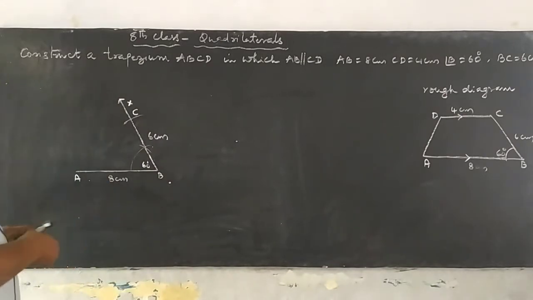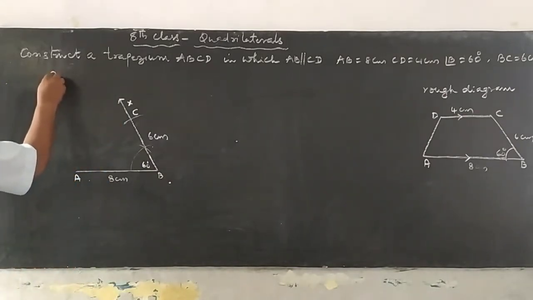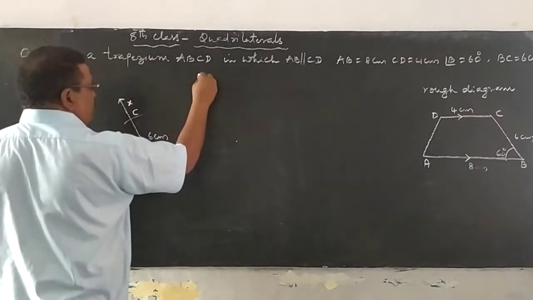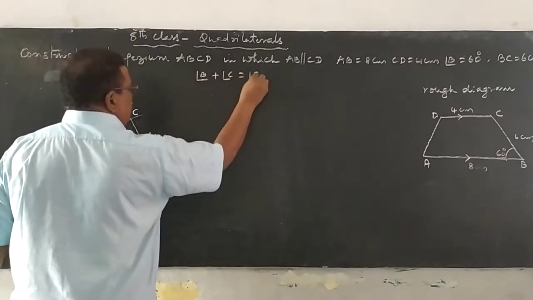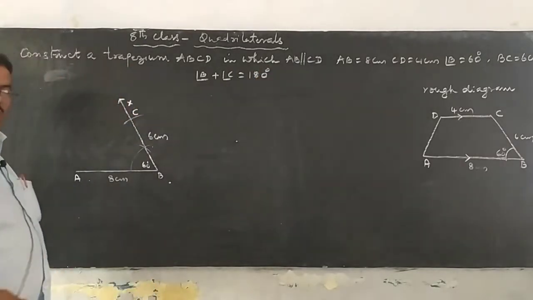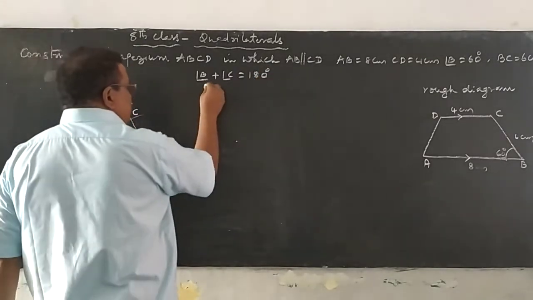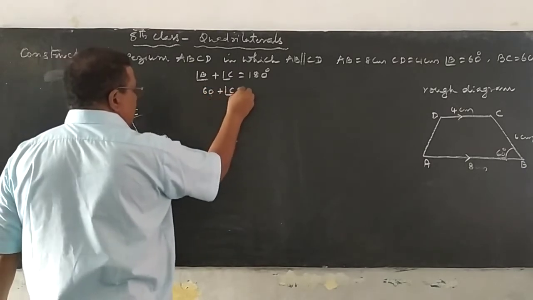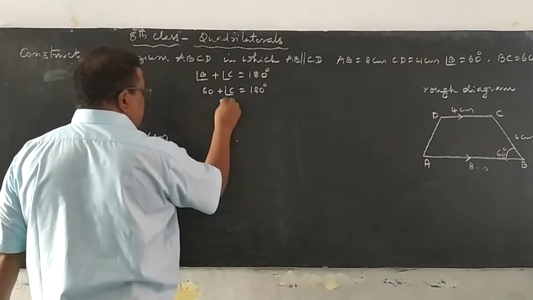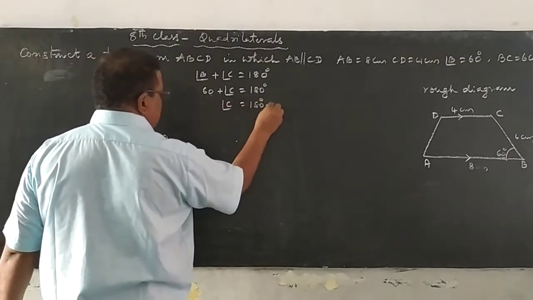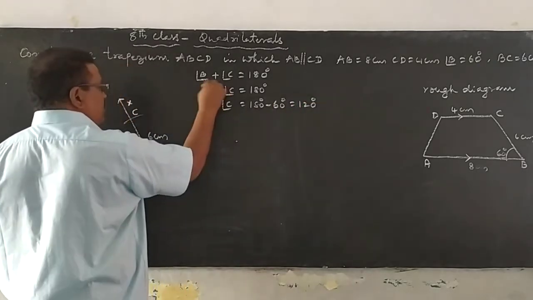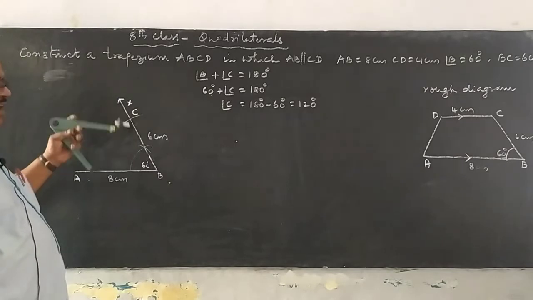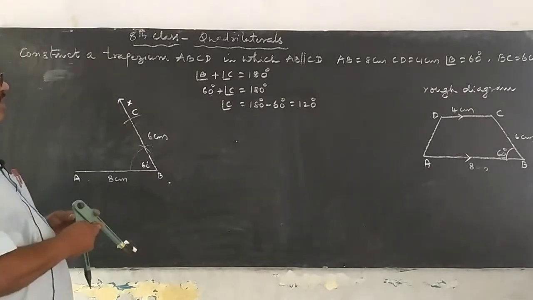Now, we already said that angle B plus angle C equals 180 degrees. Here I have to write the analysis: angle B plus angle C equals 180 degrees because both are a pair of adjacent angles. Angle B is 60 plus angle C is 180 degrees. Angle C is equal to 180 minus 60 degrees, children. It is 120 degrees. Angle C is 120. So, at C we need to make 120 degrees. How do we make 120 degrees?